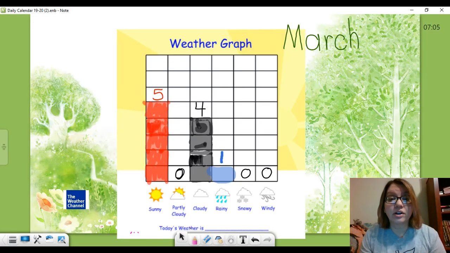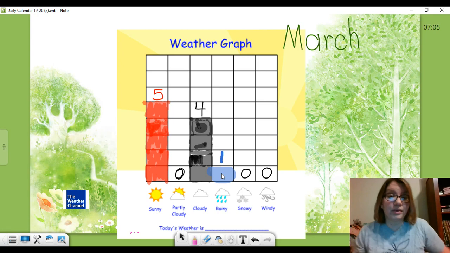All right, so here is our calendar, or what? Not our calendar. This is our weather graph. So let's go ahead and figure out what the weather is for today. Yesterday it was rainy. Let's go ahead and look. I'm going to go look out the window. You can go look out the window and be my weather helper at your house too. Okay, I'll be right back.